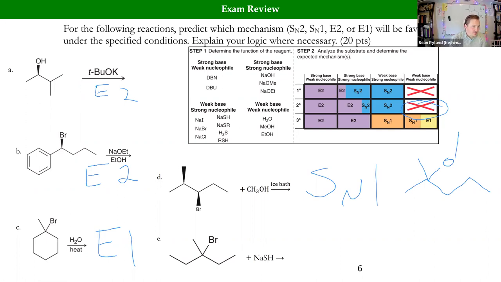And then it's not on the simplified list here, but a thiol ion is going to wind up being a strong base and relatively strong nucleophile as well. It's not as strong as any of these alkoxides or hydroxide, but sulfide is still going to be relatively strong compared to something that's neutral or a halide. And so we wind up with this going through in this middle category here, and we've got a tertiary leaving group, so E2.